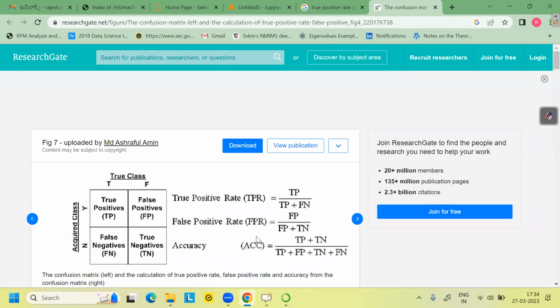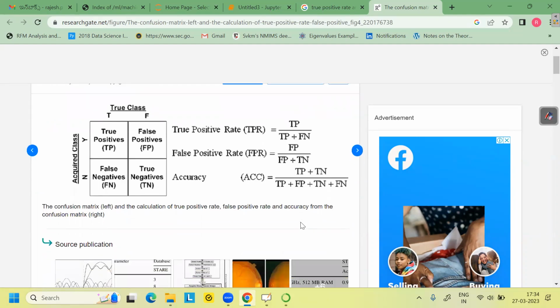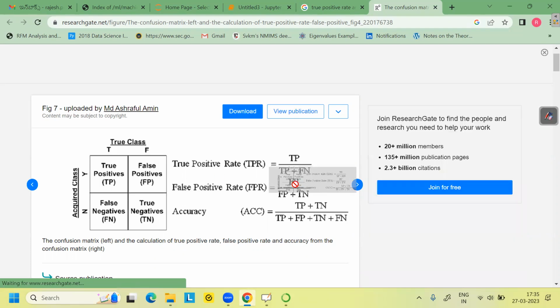Now, what is this TPR and FPR? This table should clear all your doubts. So we use TPR and FPR to do the AUC calculation. TPR is TP by TP plus FN, FPR is FP by FP plus TN. Accuracy is this formula; this metric considers all. True negative is not the numerator, no, it is false positive. Look at the false positive rate.